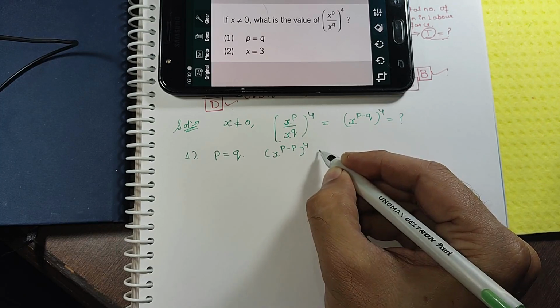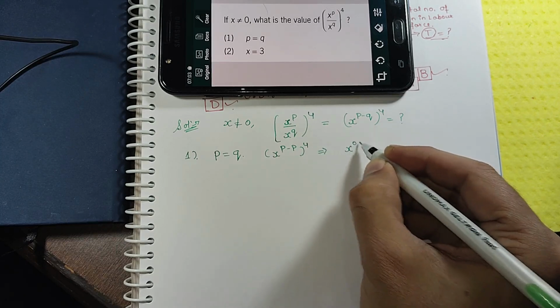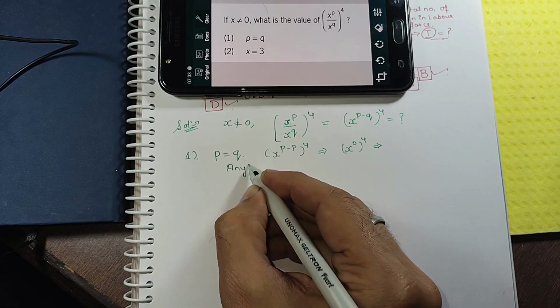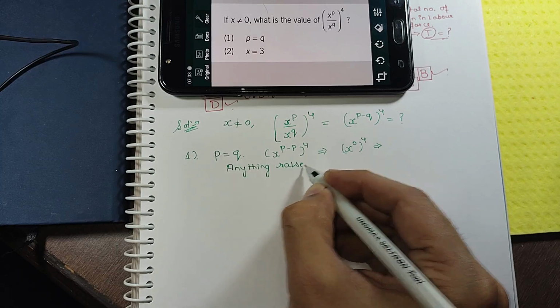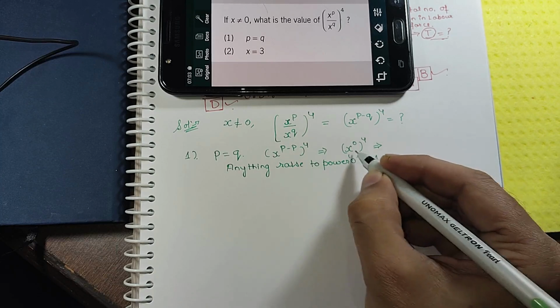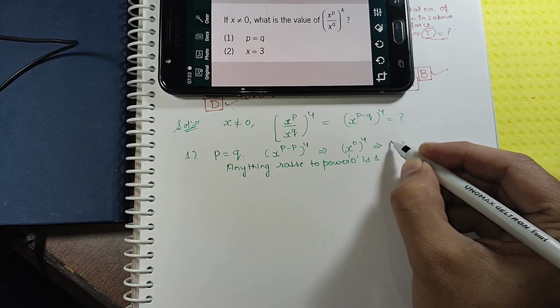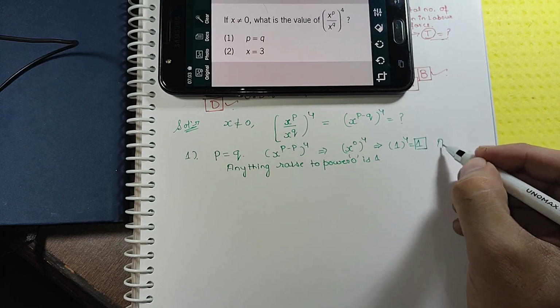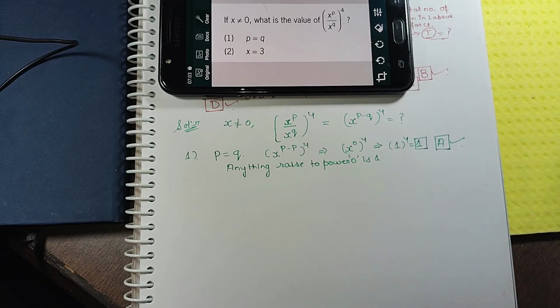Now p minus p is equal to 0. This implies x raised to power 0, whole raised to power 4. You must write this into your notes, that anything raised to power 0 is 1. So x raised to power 0 will become 1. So this will be 1 raised to power 4, which is equal to 1. And this is a unique value. So we can say that statement 1 is sufficient to answer the question.